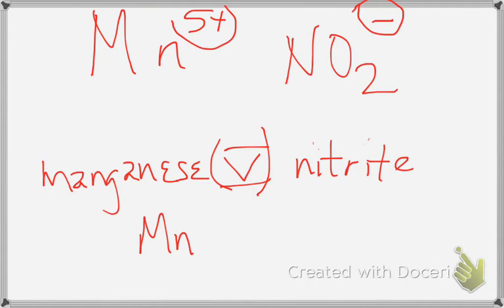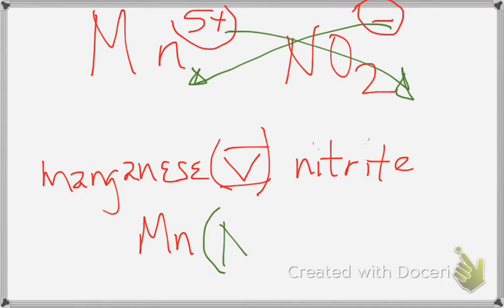There's only one of them because if you remember, it's actually fairly simple to do ionic interactions because the charge of this one becomes the subscript there, the charge of this one becomes the subscript here. So it's going to be Mn, and then how do we do the nitrite since there's going to be more than one? Parentheses. It's just like in calculus too, but in algebra. So it's Mn(NO2)5.